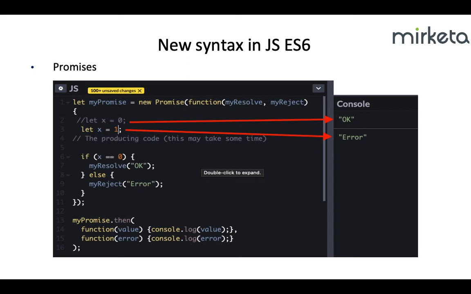In the code, first I declared the x value as 0. It fulfilled the condition and it returned the result value as OK. So in my result function, it resolves and returns the OK value. Then I changed the value to 1, so it got rejected, then threw the error.